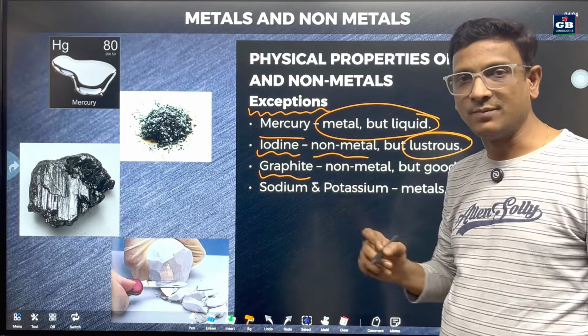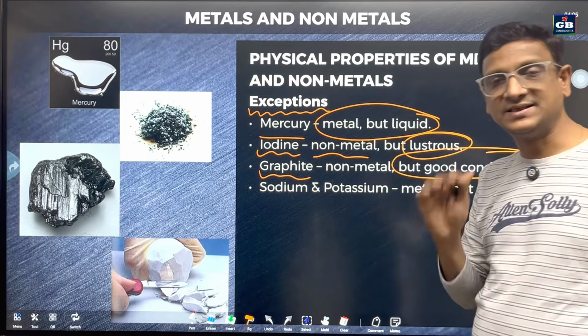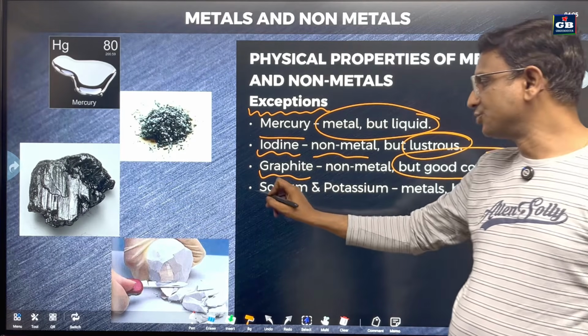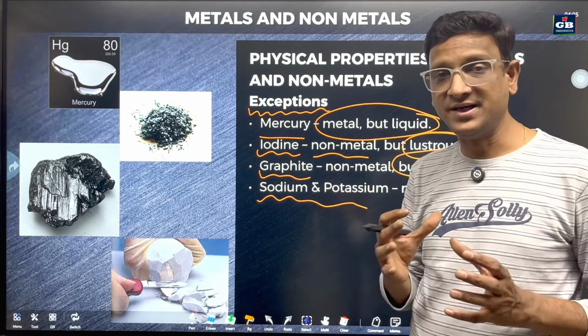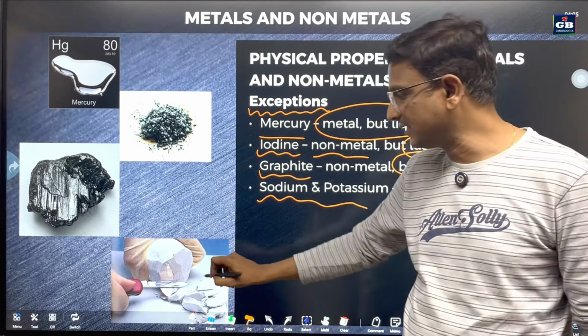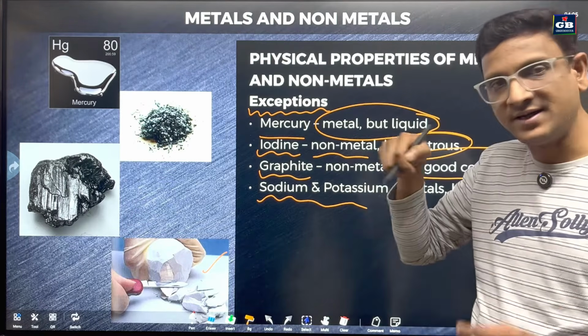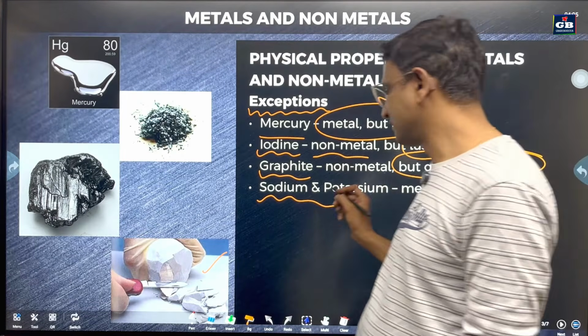Graphite. Graphite is a non-metal, but it is a good conductor. Graphite is a non-metal, but still it is a good conductor. Sodium and potassium, these are metals. Metals are hard and heavy, but sodium and potassium are soft. They can be cut with a knife. Here in the picture you can see someone cutting a piece of sodium with a knife. So, sodium is soft.